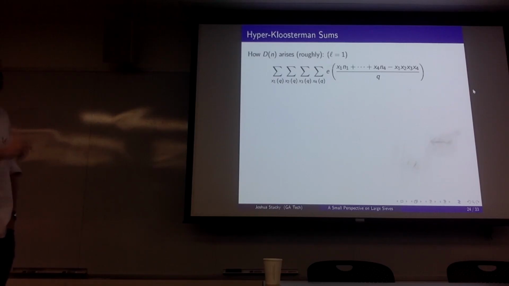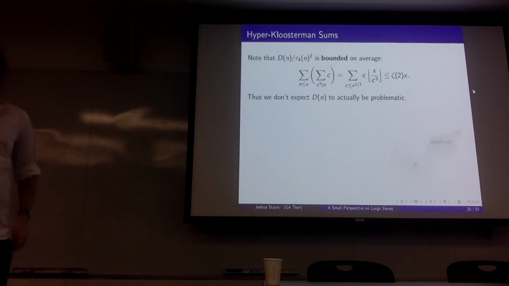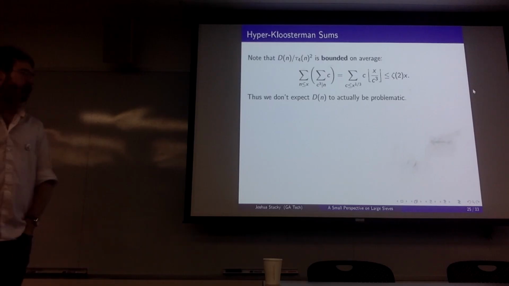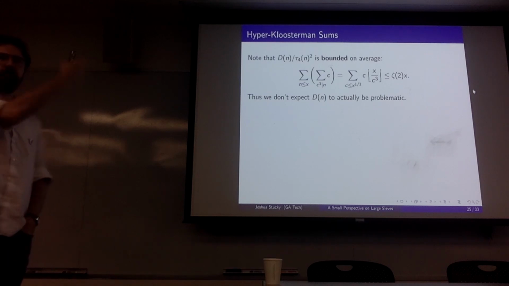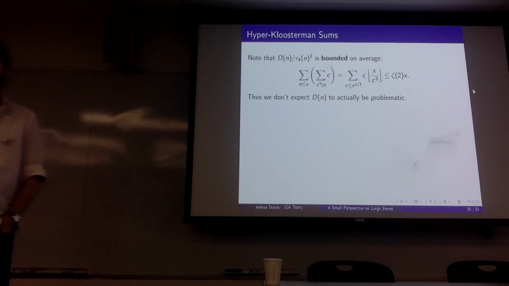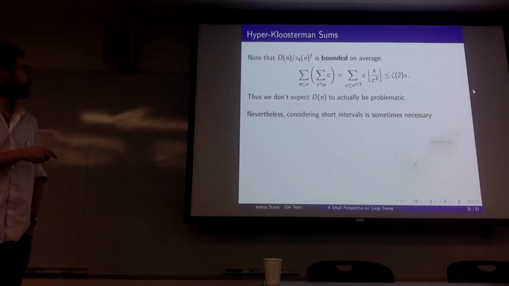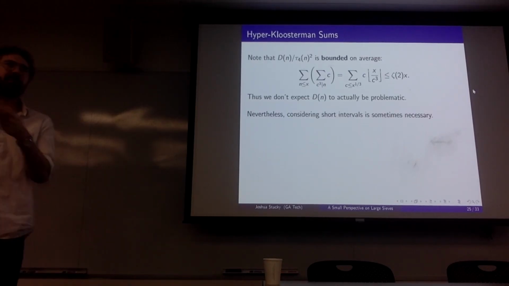I think maybe I'll skip this slide. If someone wants to see where that factor comes from, I can do this calculation for you later. It's not super long, but if anyone wants to see it, you can ask me during questions. I just want to make sure I cover everything that I want to talk about. So I'll note that this function is bounded on average. If you actually try to calculate the average value of this thing, it shouldn't pose a problem. But sometimes you still want to split into short intervals.